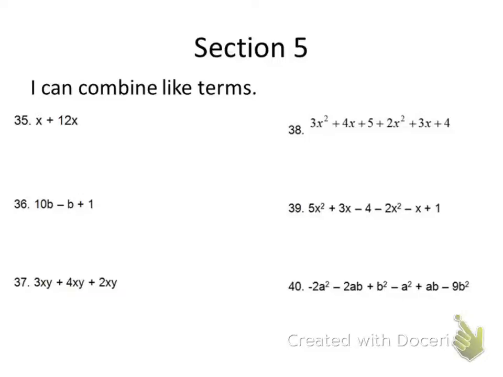Do I have that in problem 35? Yeah, I do. They're both x's. What is that first one, though? There's no number. 1. Again, the 1 will help us out. 1x plus 12x is 13x. Don't change the variable at all. Don't make it an x squared or something silly like that. You're just adding the coefficients. Those are the numbers in the front. You're keeping the variable the same. What are your questions?